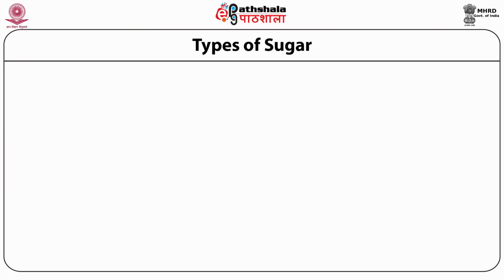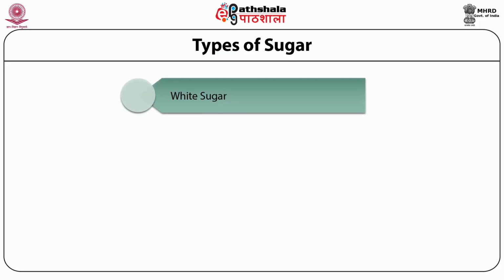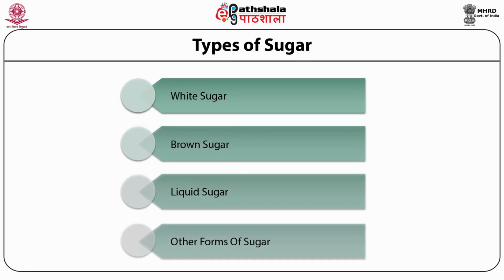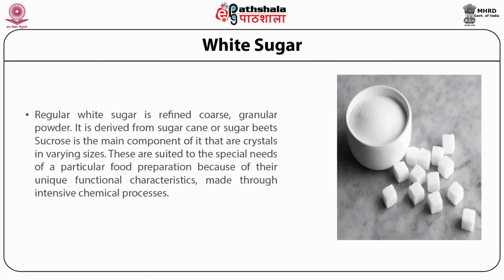Dear students, now we will go through in detail the different types of sugar which are being used in sugar cookery as well as in confectionery and other sweets, desserts and bakery products. The types of sugar used in food science can be divided broadly into 4 types: white sugars, which are also known as refined sugar, brown sugar, liquid sugars and other forms of sugar. White sugar: the regular white sugar is refined coarse granule powder.